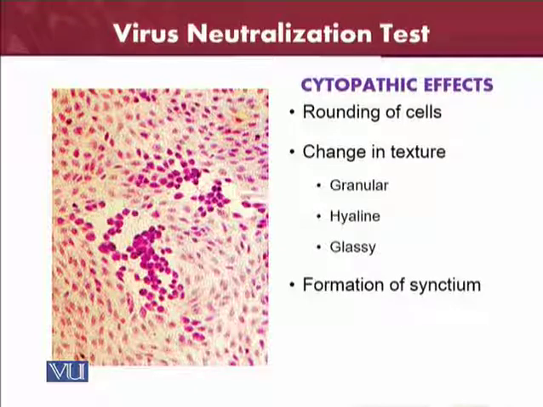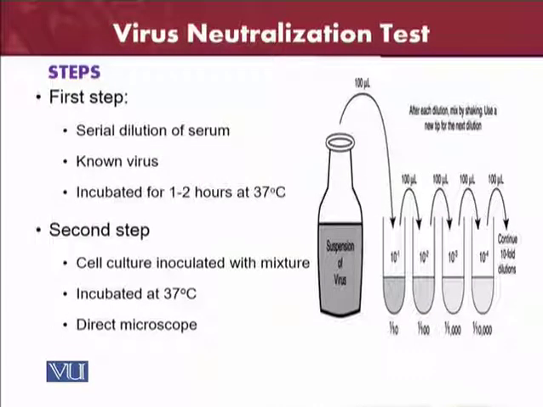There are two kinds of cytopathic effects that will be clearly seen in the virus neutralization test. First is the rounding of the cells. The cells will be rounded in different ways, with a change in texture. It may be granular, hyaline, or glassy in texture. The structure of the cells can be glassy, or its texture will change, or we may see the formation of syncytium. It is always there, which is also an important cytopathic effect, and we can see whether the antigen and antibody reaction occurs successfully or not.